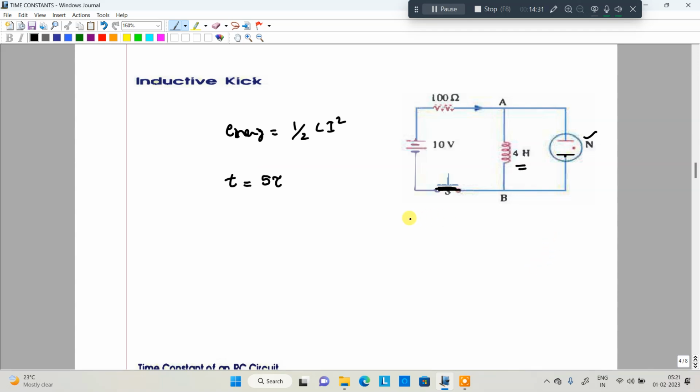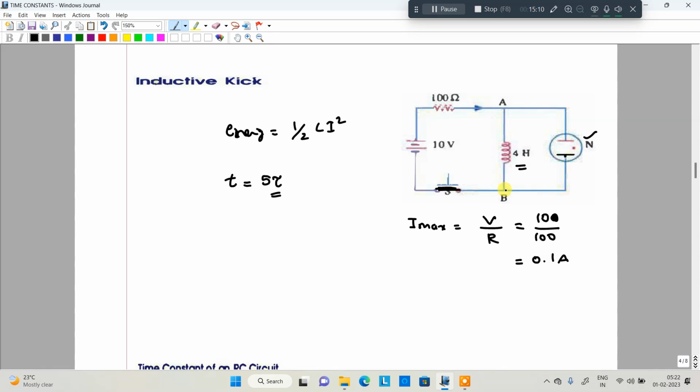What is the maximum value reached by the inductor at 5 time constants? I is equal to V by R. At 5 time constants, the inductor acts as a short circuit, right? That means the maximum current will be V by R, that is 10 by 100, which is 0.1 amperes. Whenever it reaches 0.1 amperes at 5 tau, the inductor is completely charged, and the neon lamp tries to light up. Okay, light will be emitted.